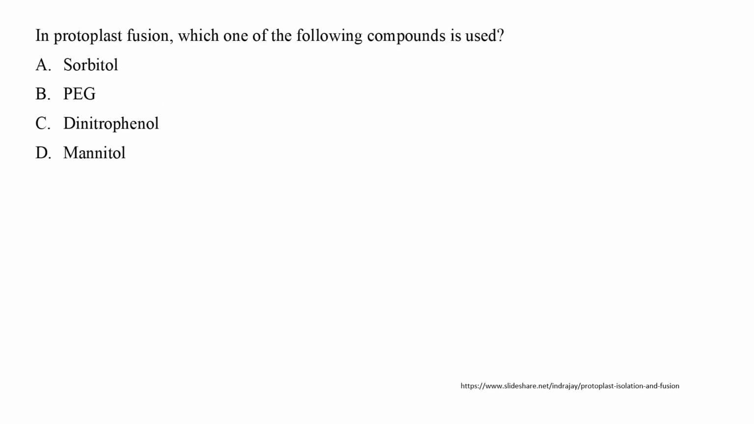In protoplast fusion, which of the following compounds is used? A. Sorbitol, B. PEG, C. Dinitrophenol, or D. Mannitol.